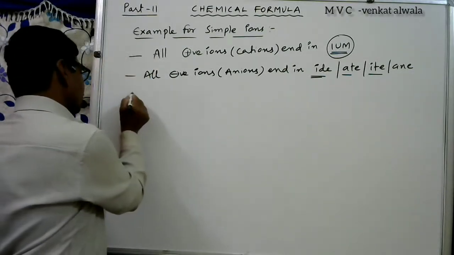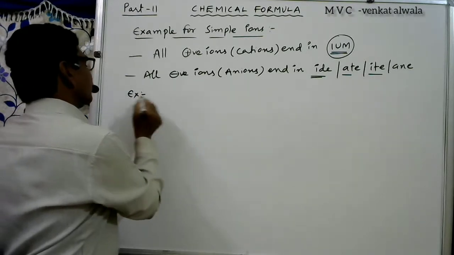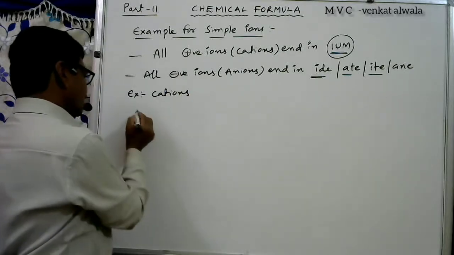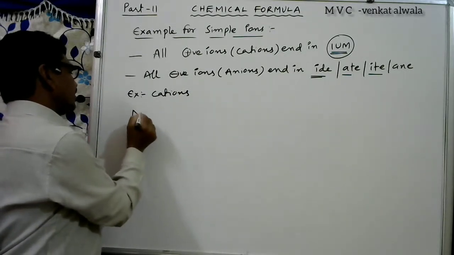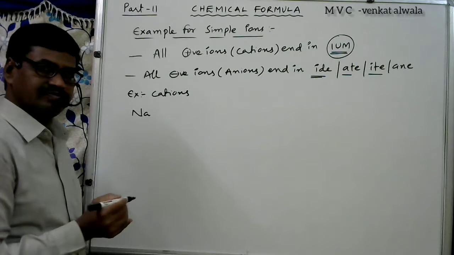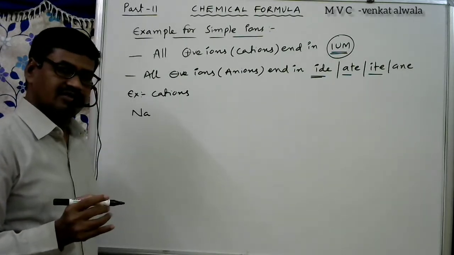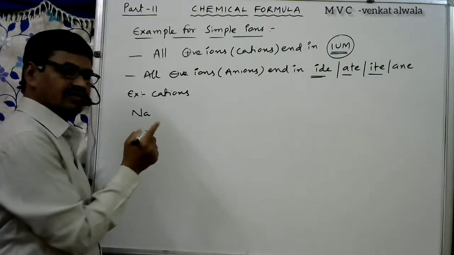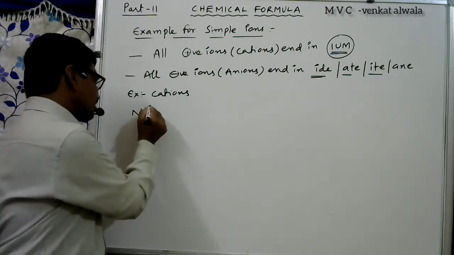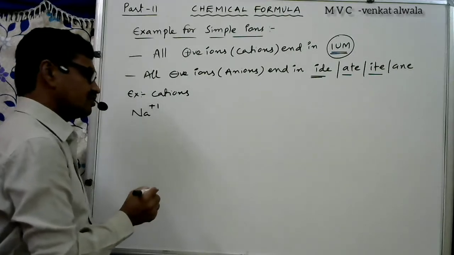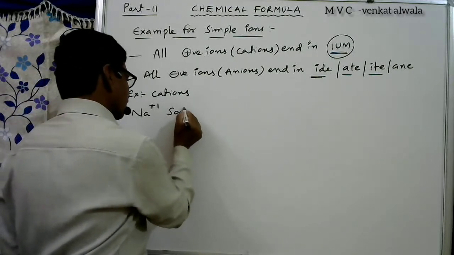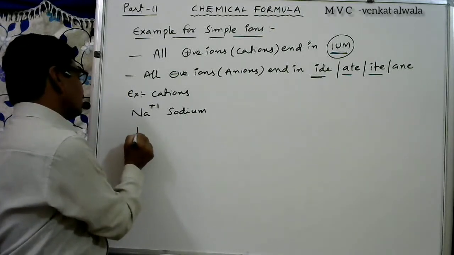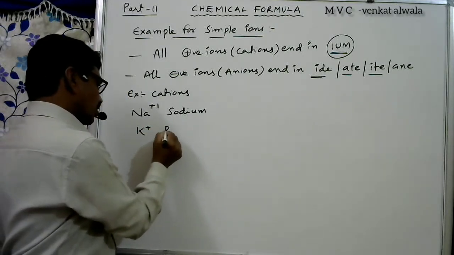Here I will give some examples for cations. Here see Na, sodium. Its number of electrons is 11. If we remove one electron, it will get a stable electron configuration. So that its charge is +1. Here its name is sodium, say ium. Then K plus, it is potassium.